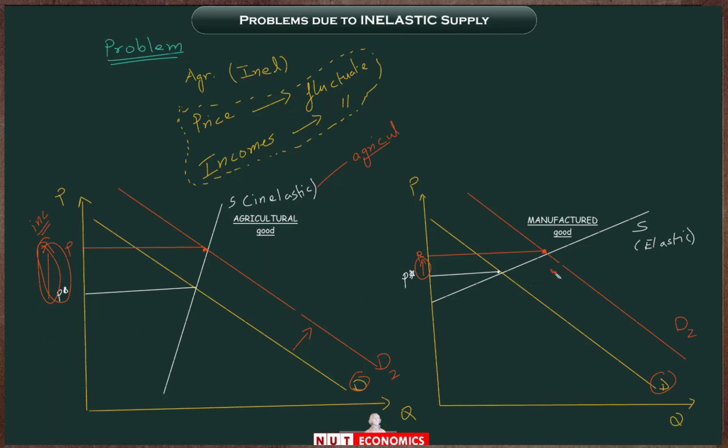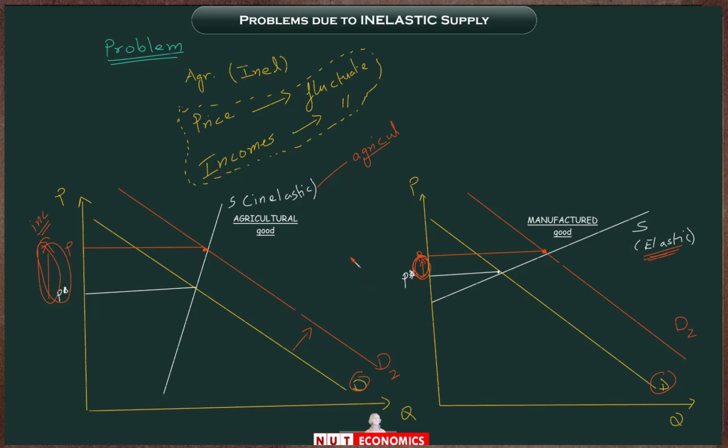Whereas as far as manufactured goods are concerned, whose supply is relatively more elastic, you see, starting from P star, given the same amount of increase in demand, the price does increase, but it increases just a little bit. It doesn't increase a lot. So there is not going to be a lot of fluctuation in the price, and therefore there is not going to be a lot of fluctuation in the incomes of these producers of manufactured goods.